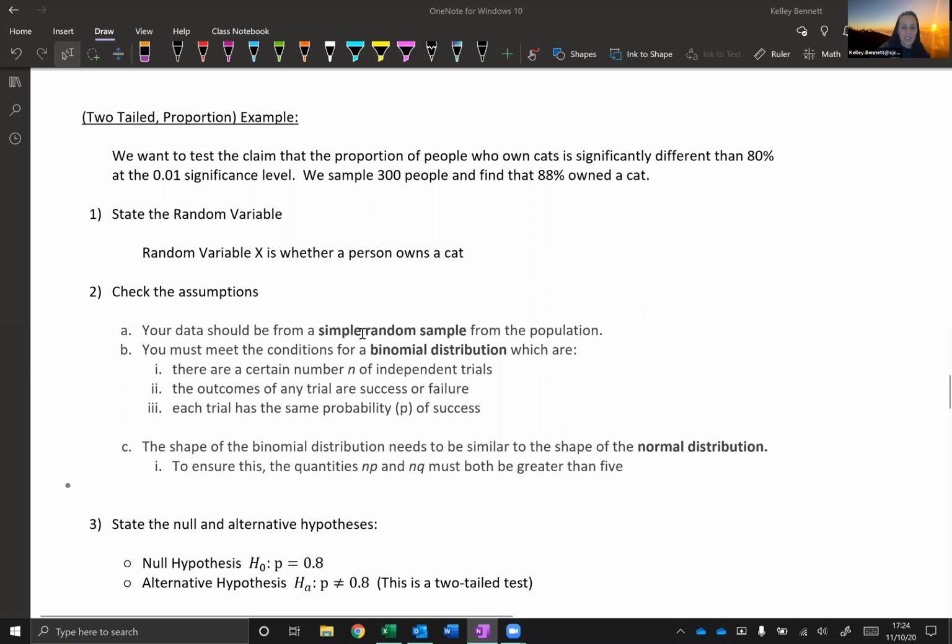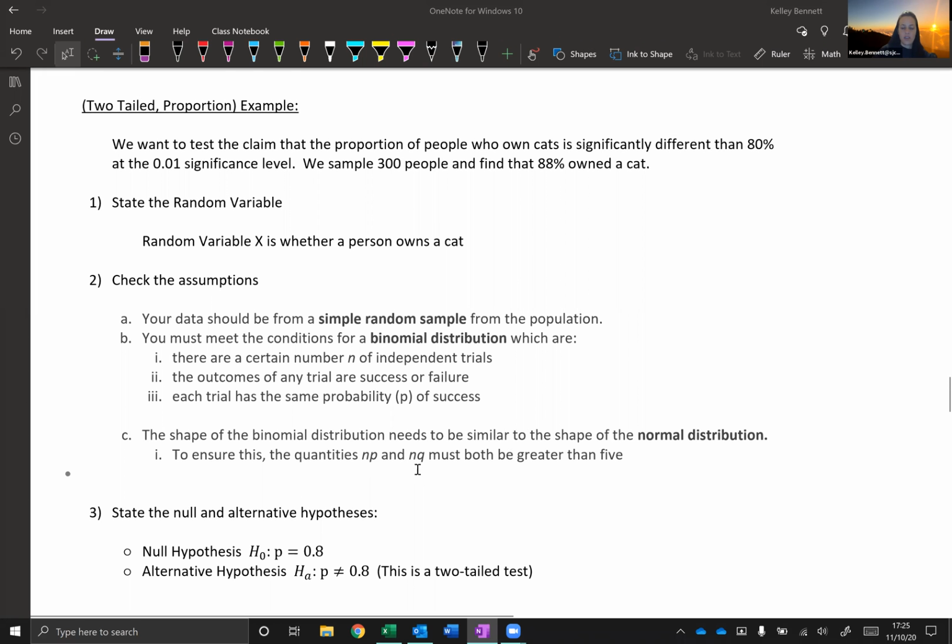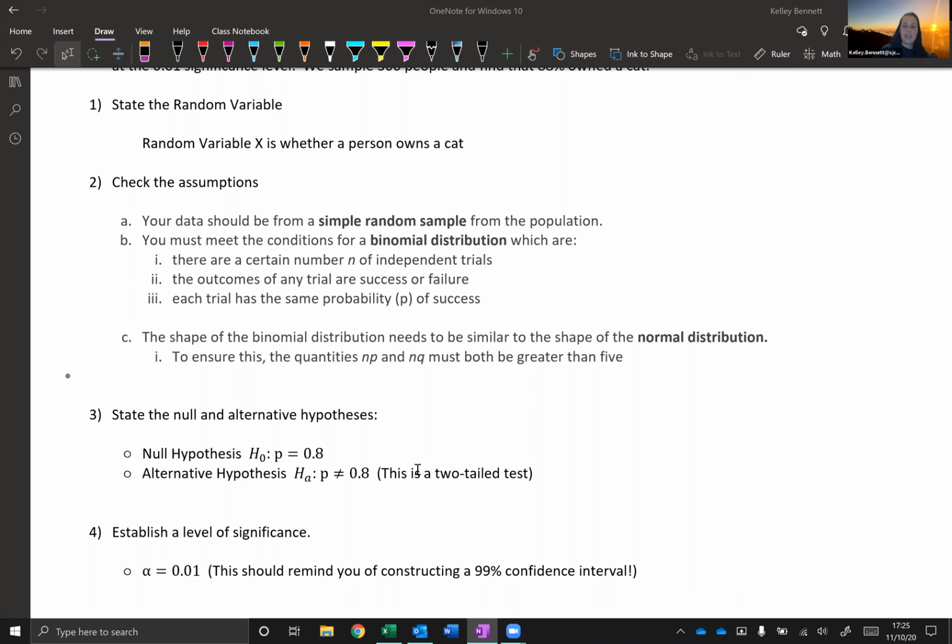All right, we have to meet the conditions for a binomial distribution, which we talked about: n independent trials, yes. Success or failure, yes. Each trial has the same probability of success. We're just going to take that as granted. And then we also have C, the shape of the binomial distribution needs to be similar to the shape of a normal. So we need to check that np and nq are both greater than 5. Well, we can't do that until we plug in n, p, and q. So let's put a pin in that and go on to state our null and alternative hypothesis. We're going to come back to assumption C in step 2 once we open up our Excel sheet.